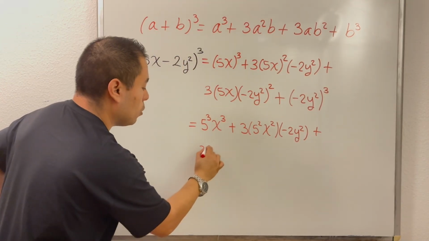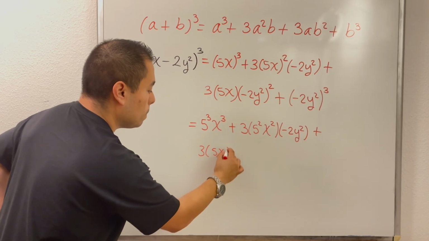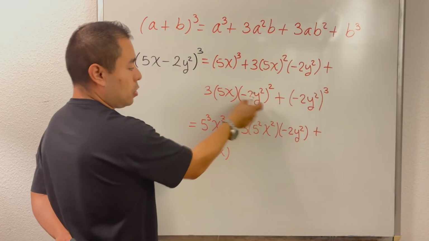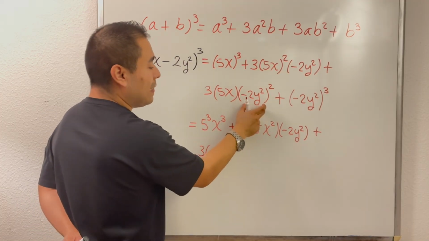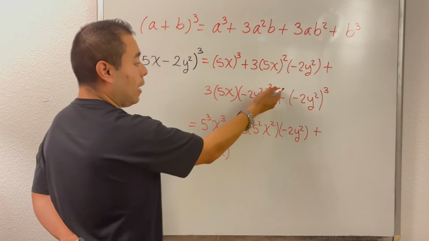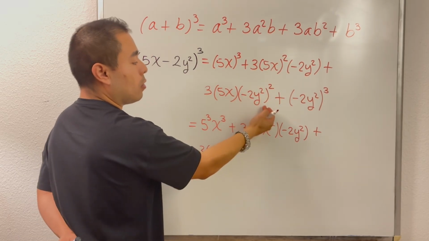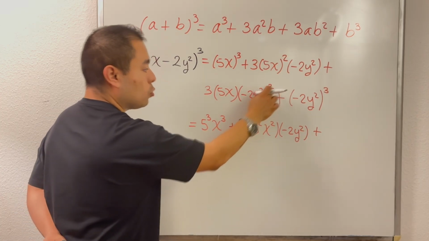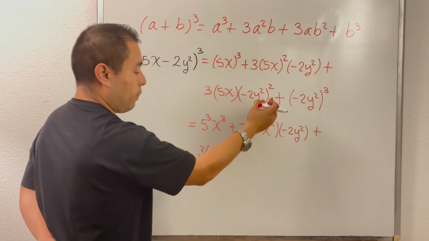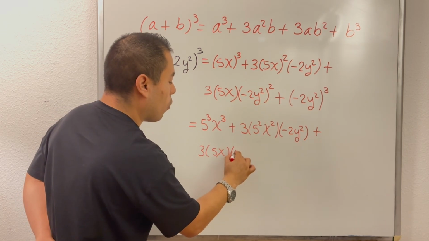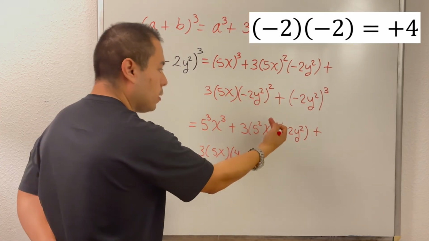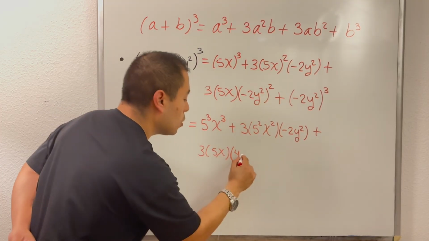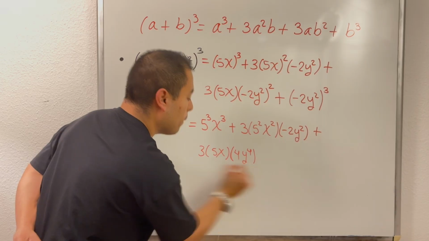So let's continue with the next term here. We have 3 that multiplies 5x, and that multiplies this factor, because it's multiplying the other things here. And this is a square. Again, this square should be applied to the minus 2 and to the y squared. If we apply power 2 to the minus 2, this is minus 2 squared. That ends up in 4. Minus 2 by minus 2 is 4. And then we have y squared power 2 is y power 4.